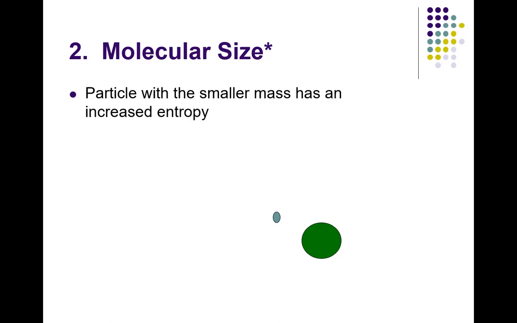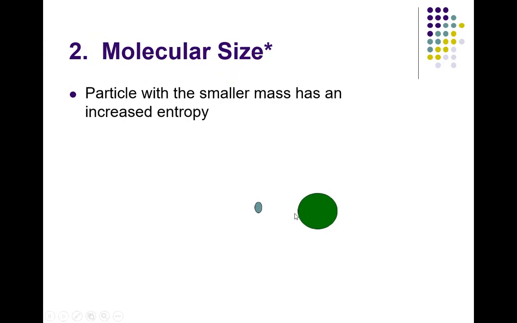And this holds if you're looking at particles at the same temperature. Here we can see our little molecule moving around really fast. And then our big molecule goes lumbering along there. It's much slower.